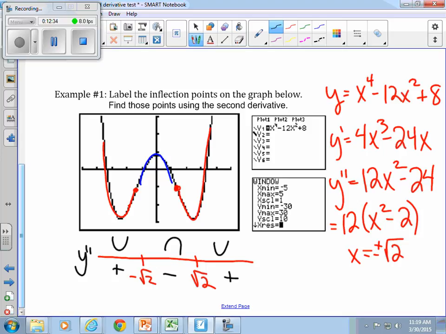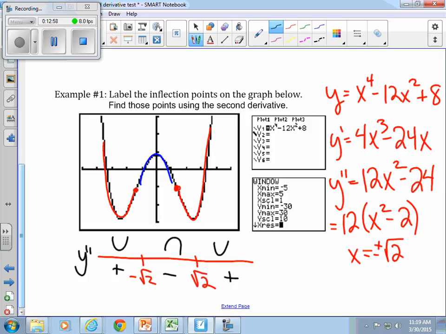That one will tell you concavity. If I go to the original function, the original function will tell me y values on the function. The first derivative will tell me the slope of the original function. And the second derivative will tell you concavity for the original function. Any questions so far? They are both points of inflection, correct?